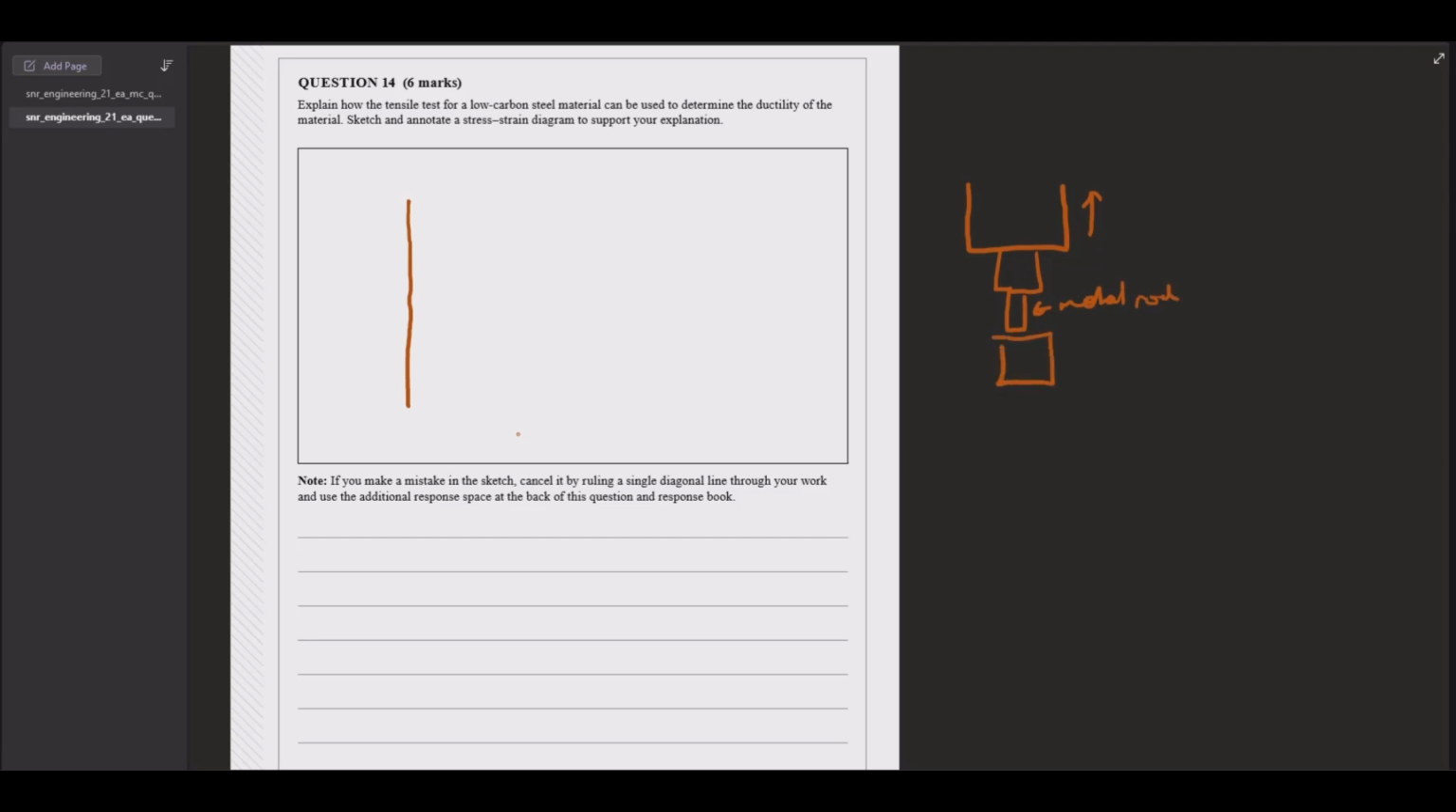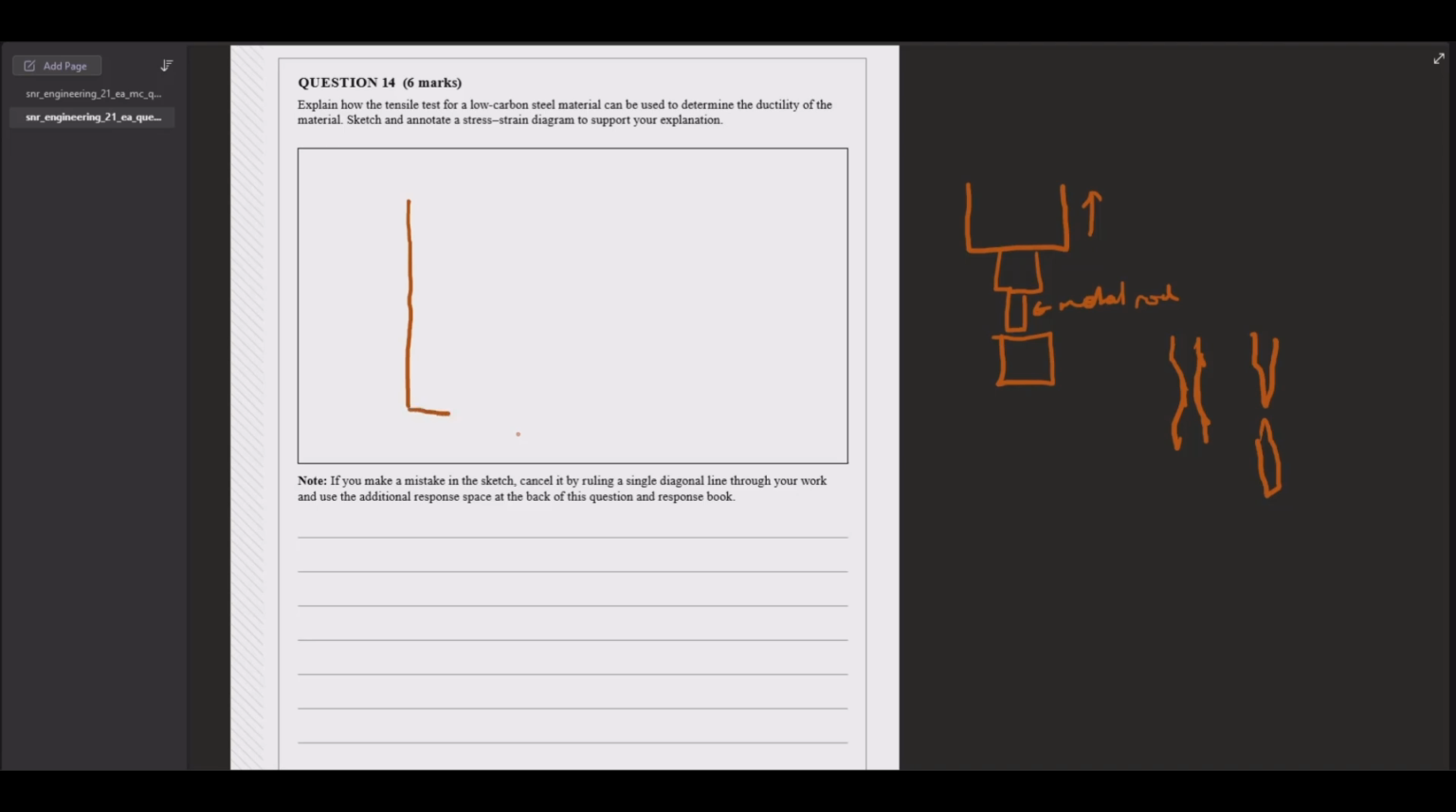And as that machine moves upwards, it has sensors that tell it how far it's moving and how much resistance it's seeing, and that metal rod is going to start necking. So this is what necking looks like. And we're starting to see it really stretch, and eventually it's going to fracture completely, and we're going to be left with two halves of the material.